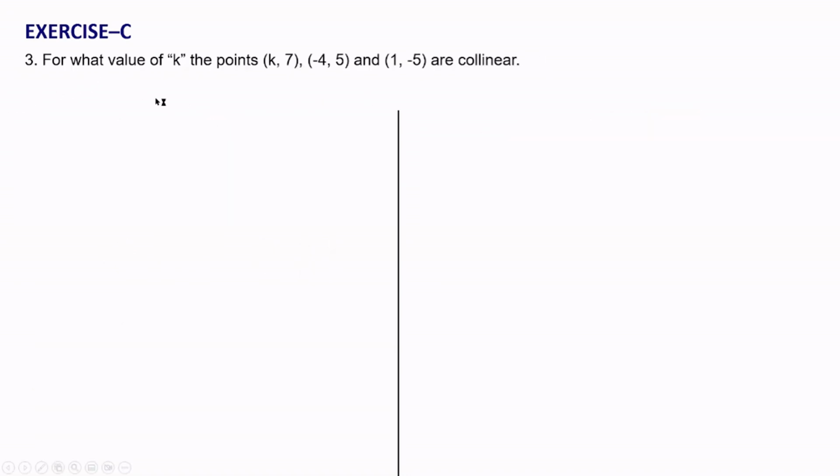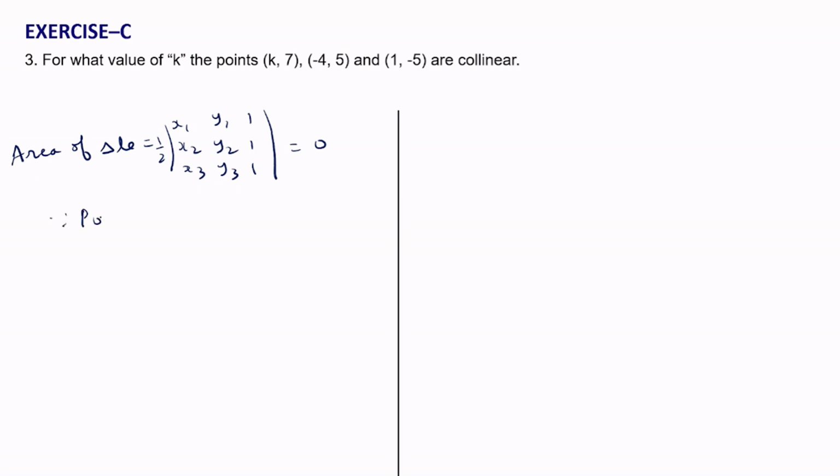Next question, for what value of k are the points (k, 7), (-4, 5) and (1, -5) collinear? We know that if 3 points are collinear, then the area of the triangle is equal to 0. So first let us write the formula for the area of the triangle and equate that to 0. Area of triangle equals 1/2 into the determinant of rows x1, y1, 1; x2, y2, 1; x3, y3, 1. This is equal to 0 since the points are collinear.